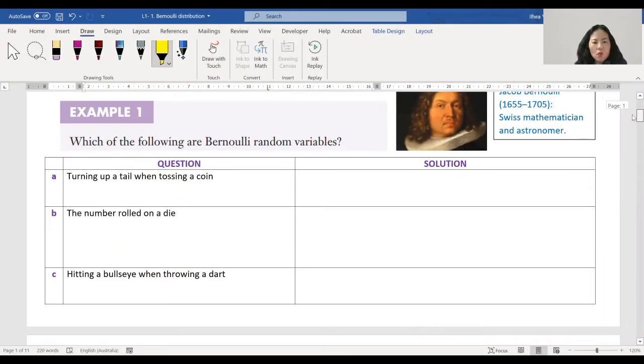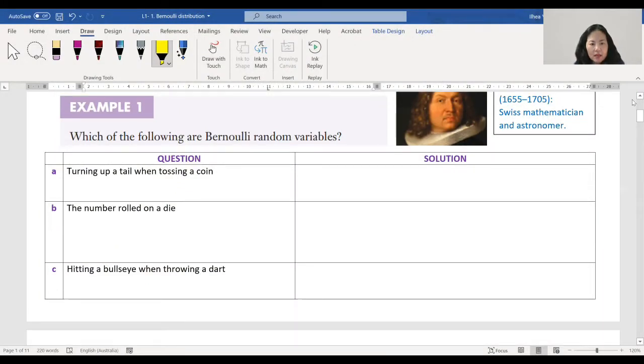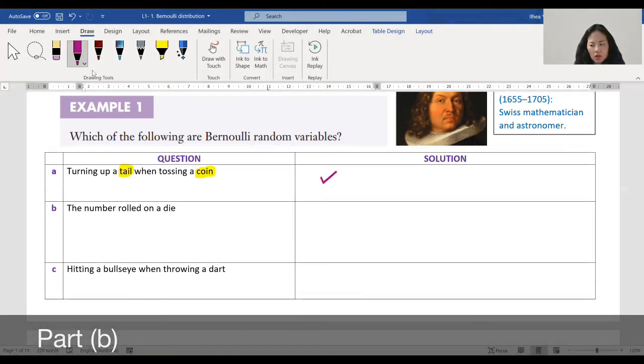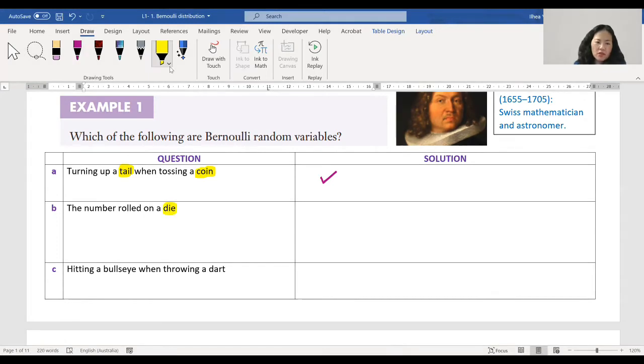Okay, example 1. First one, turning up a tail when tossing a coin. Is it a Bernoulli random variable? Yes, because it's a tail or no tail, so there are 2 outcomes. The number rolled on a die: if it chose a number for us, say rolling a 5, then it's a different story because it's either 5 or no 5. A die has 6 outcomes, and this didn't indicate which specific outcome we're looking for, so it's not.